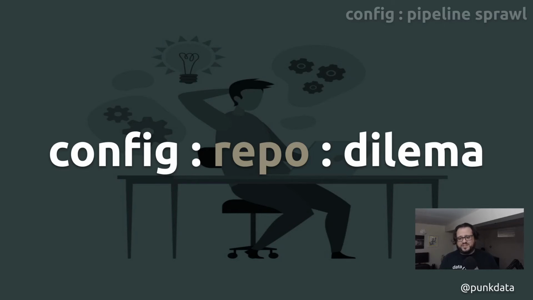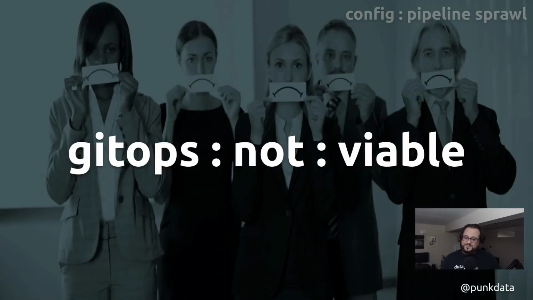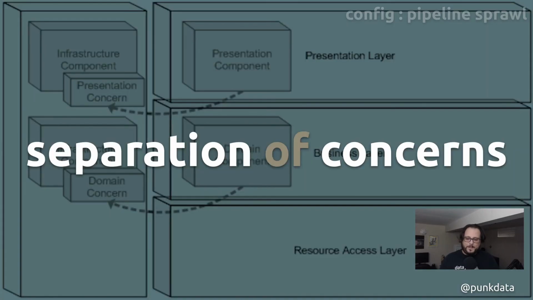Then you're hit with this configuration repository dilemma, right? Like, so how do I manage all of these things? I've talked to folks that mentioned, well, you just implement GitOps and that should help you. But that's not the answer, and it's not a viable solution for this particular problem. So what are our options? What can we do, Angel, to get a hold of this pipeline sprawl?